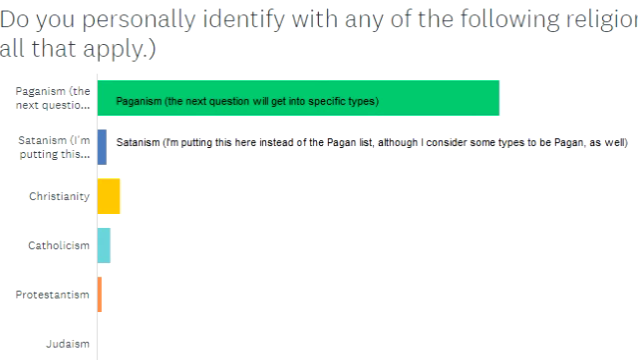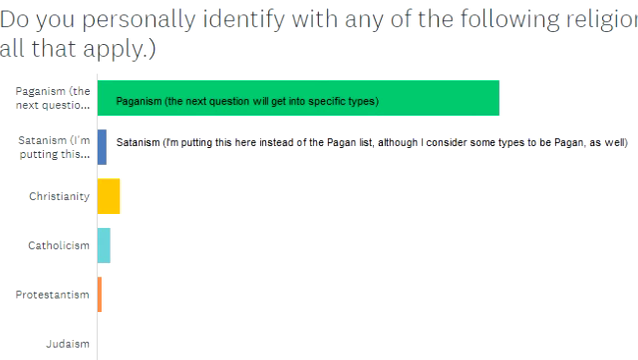And I put in the full list here because it shortens it at the side. You can't read the whole thing. So like the next one, the full thing said Satanism, parentheses, I'm putting this here instead of in the pagan list, even though I consider some types of Satanists to be pagan as well. And then the rest of these were all a lot of presets.